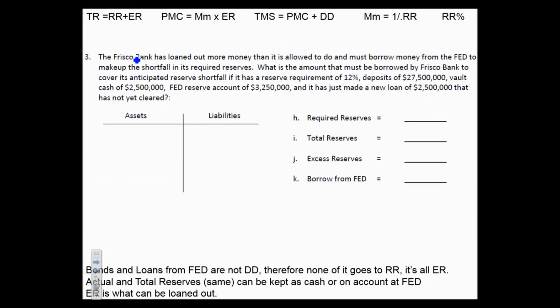Let's make it even more complicated. This time, we have a bank that made a loan that was more than it was allowed to do. How many of y'all have ever accidentally spent more money than you have in your account? Has anybody ever done that? I'm the only one?